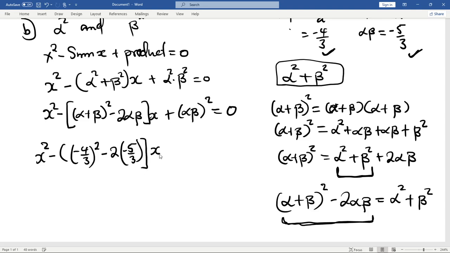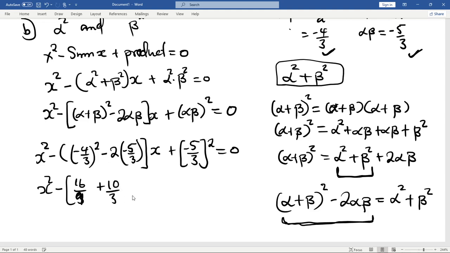We close here, we have an x there, plus alpha beta, we have negative 5 over 3 squared equal to 0 here. Then we have x squared minus, open brackets, so negative 4 squared, we're going to have negative 16 over 9, or 16 over 9, then negative times negative, positive, so plus 10 over 3 like this here.